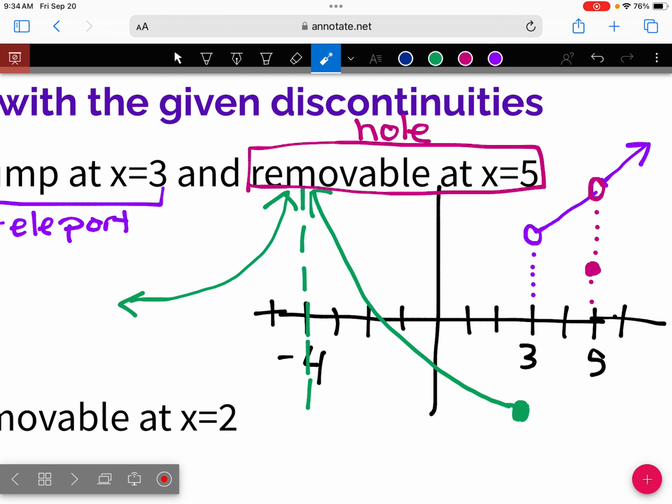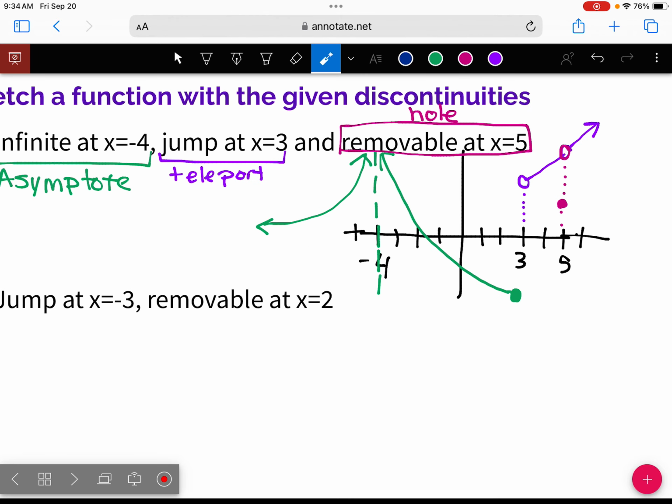Same thing with a hole. I can have a point that's off of it, totally fine. It still passes our vertical line test for functional. So it still needs to remain a function, but it can have all kinds of discontinuities.